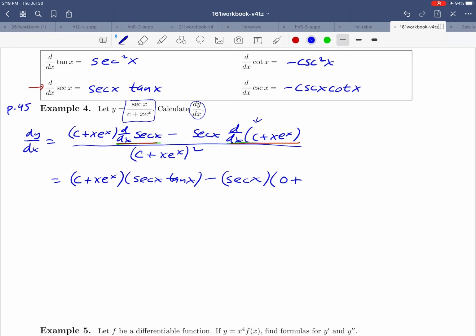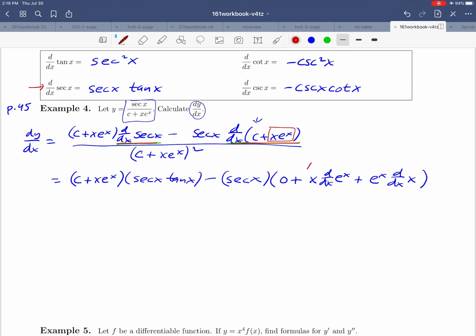And then we come to the piece that we have to be a little careful with. How do we take the derivative of xe to the x? Notice that that is a product of two functions, x times e to the x. And so that means we have to use the product rule to take the derivative of that xe to the x piece. Think of x as your first function and e to the x as your second function. If we write out the product rule, it's going to look like first times the derivative of the second plus the second times the derivative of the first.